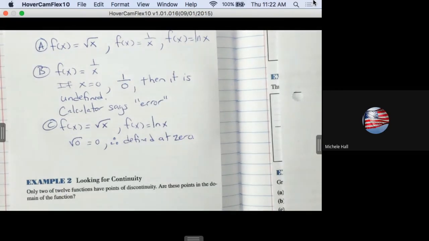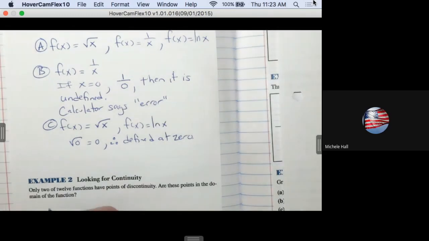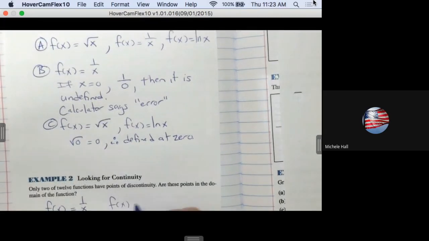Only 2 of the 12 functions have points of discontinuity. 2 of them, discontinuity. What does that mean? Yes, I can't draw it without lifting my pencil up. And you would think it would be one of those, yes? How many did they say? 2. The greatest integer function I cannot draw all in one. So I would say yes. F of x equals 1 over x. F of x equals.